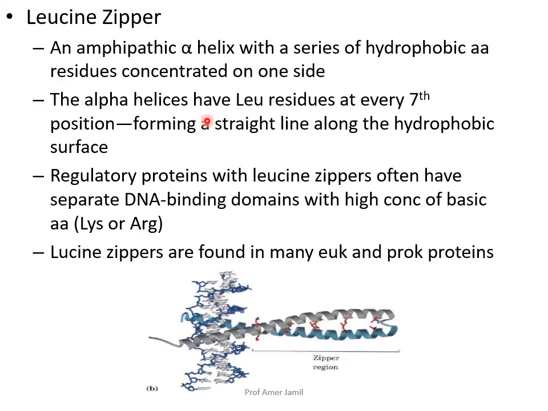The alpha helices have leucine residues after every 7th position, and it forms a straight line along the hydrophobic surfaces, as you can see here in this figure. A zip-like structure is there. Regulatory proteins with leucine zippers often have separate DNA binding domains with a high concentration of basic amino acids, lysine or arginine. Leucine zippers are found in many eukaryotic and prokaryotic proteins.